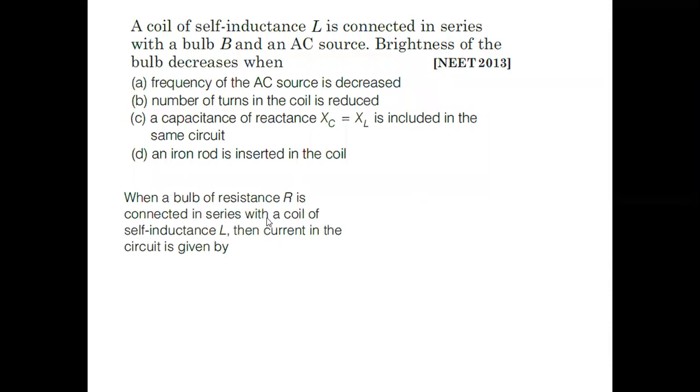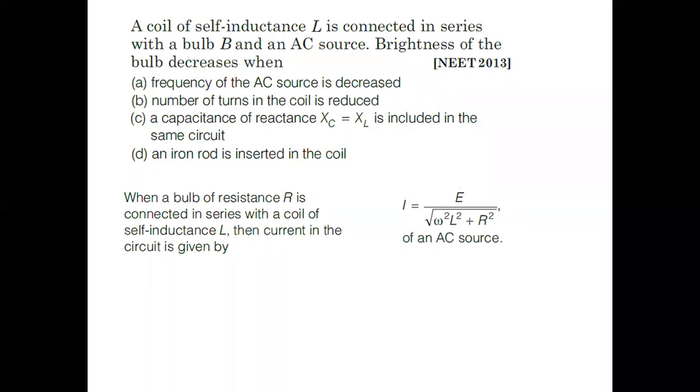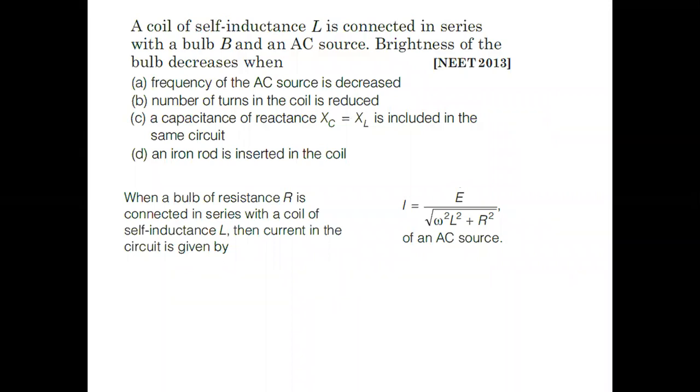When a bulb of resistance R is connected in series with a coil of self-inductance L, the current in the circuit is given by EMF divided by the opposition. The net opposition is given by impedance. The impedance is the combination of the oppositions offered by bulb plus inductor. Inductor opposition is XL, whereas bulb opposition is R. So it is actually I = EMF upon Z, where Z is given by under root R square plus XL square.